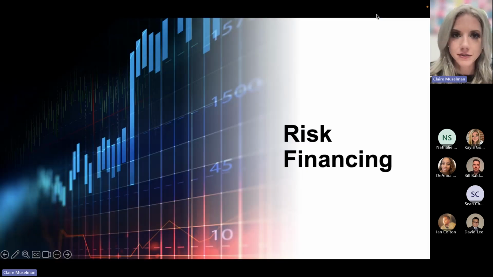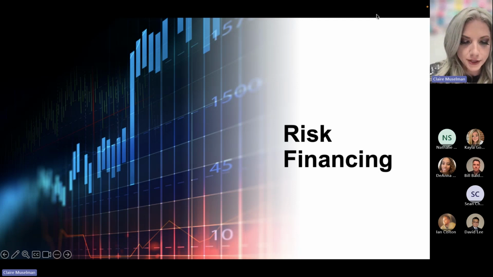So with that, what is risk financing? Let's start this out. I want to give you an overview of why this is even available and what we would do with it. When we look at risk financing, it's really the ability to get funds to help offset any of an organization's losses.